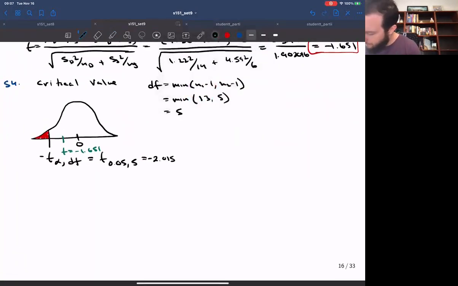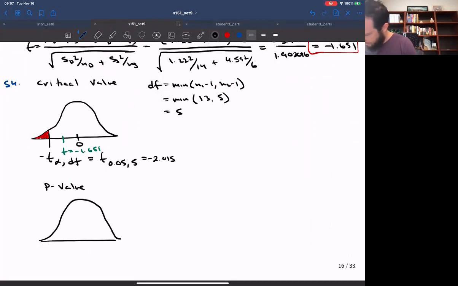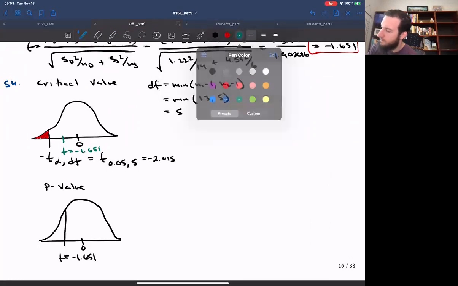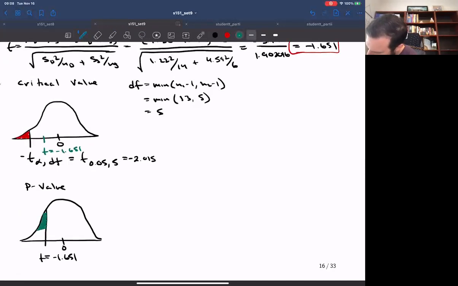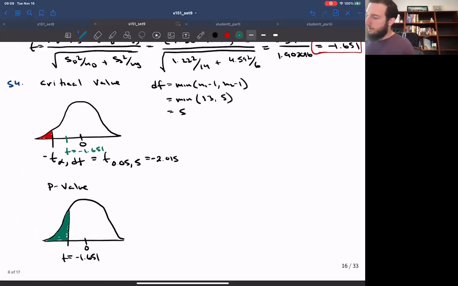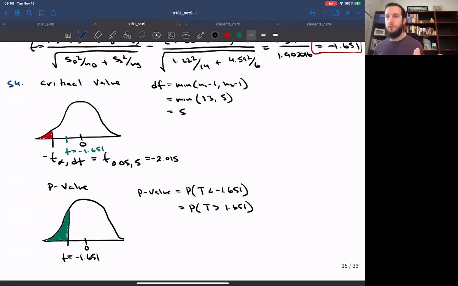Then if we take the p-value approach, sketch our curve. Okay, so we're gonna mark down where our test statistic is located. It's a lower tail test. Okay. So here, the p-value is equal to the probability that t is less than negative 1.651. So this is going to be equivalent to the probability that t is greater than 1.651, right? So these are the same value because of the symmetry of the curve.